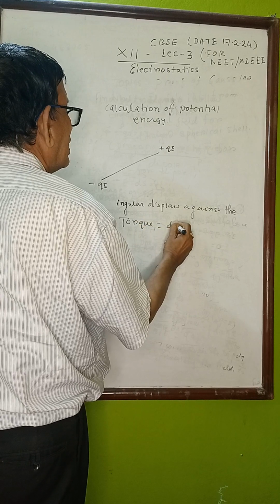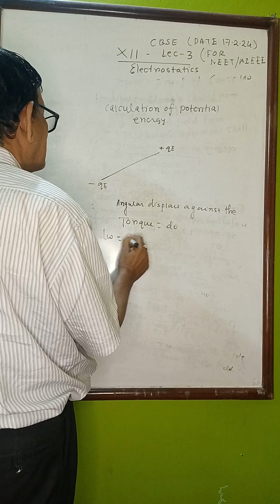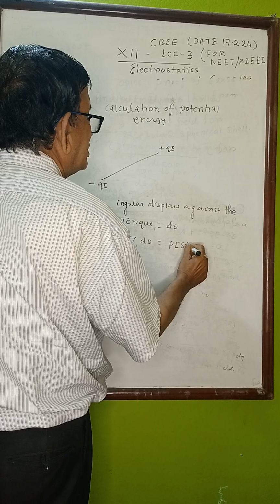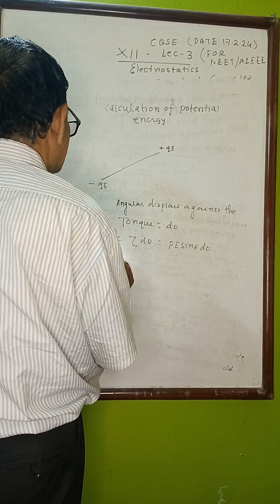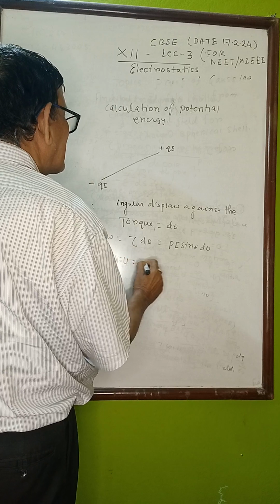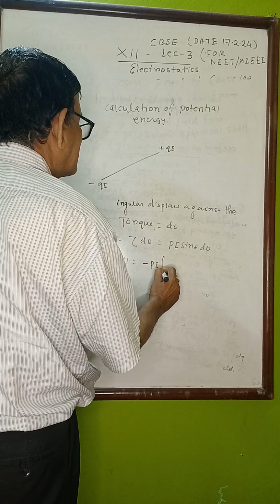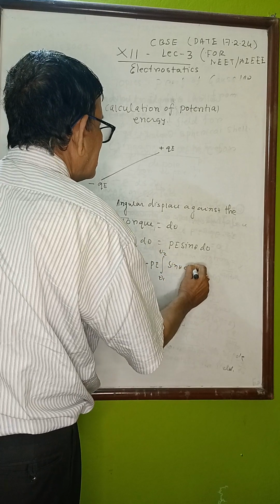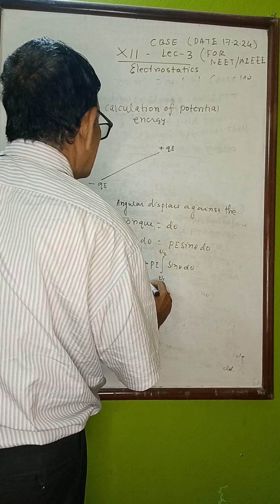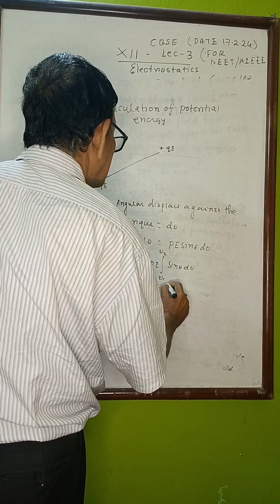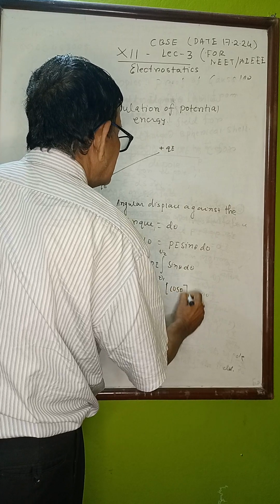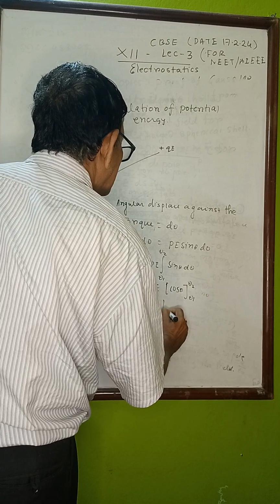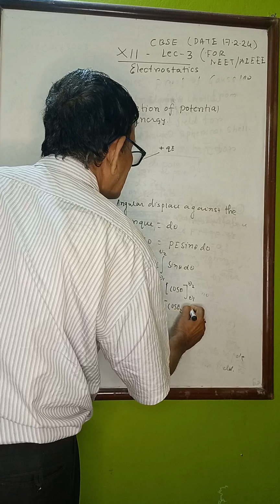Equal to d theta. So work done dW equals torque into d theta. If you put pE sin theta into d theta, now the net work done, that is the potential energy, is minus pE integral from theta 1 to theta 2 of sin theta d theta. So it is coming minus pE cos theta from theta 1 to theta 2. So you are getting minus pE times cos theta 2 minus cos theta 1.